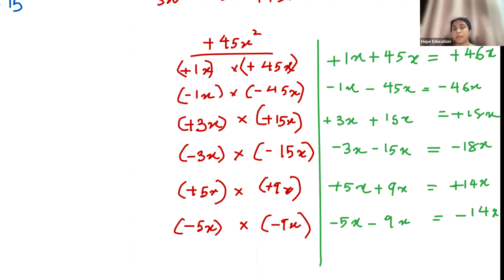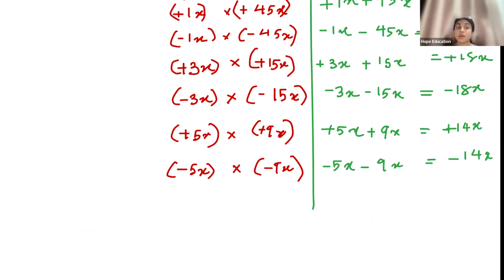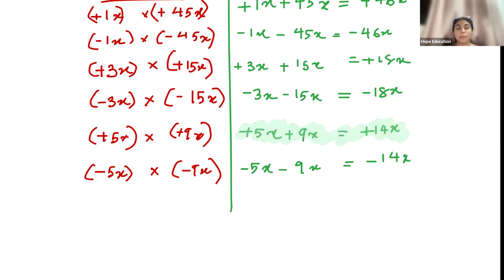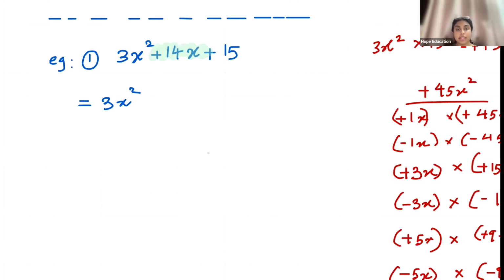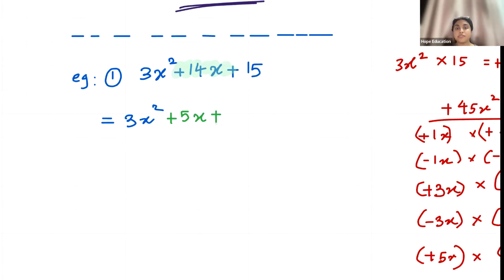So these are all the different ways how we can produce plus 45x squared, and then when we add them, this is what we get. Here our middle term is plus 14x. Out of these, plus 5x and plus 9x produces plus 14x. So plus 5x and plus 9x is what we have to use. Let's go here. 3x squared, I'm going to write as it is. Here, we use plus 5x plus 9x. Then 15.